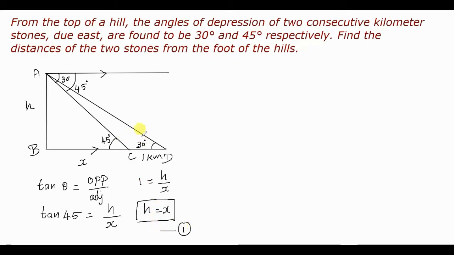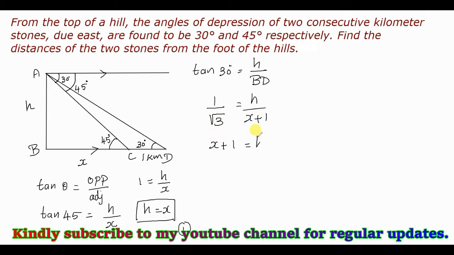Now moving to the next angle. Next we have 30°. So next I am going for tan 30. For 30°, your opposite side is h, divided by the adjacent side, which will be the full length BD. So together I am going to take it as x plus 1, from B to C, then C to D. So tan 30 can be written as h divided by x plus 1. And we know the value of tan 30 is 1 by root 3. On cross multiplying, we will get x plus 1 equal to h root 3.